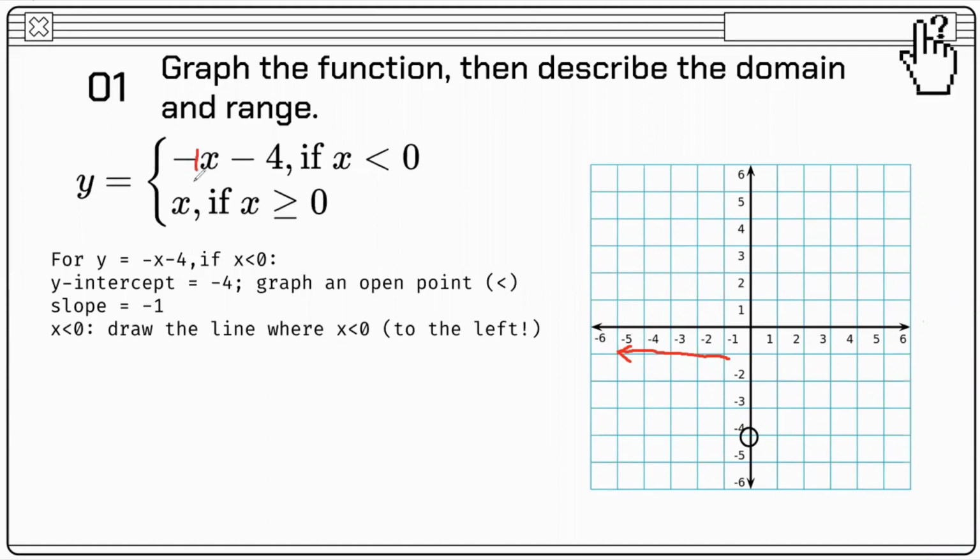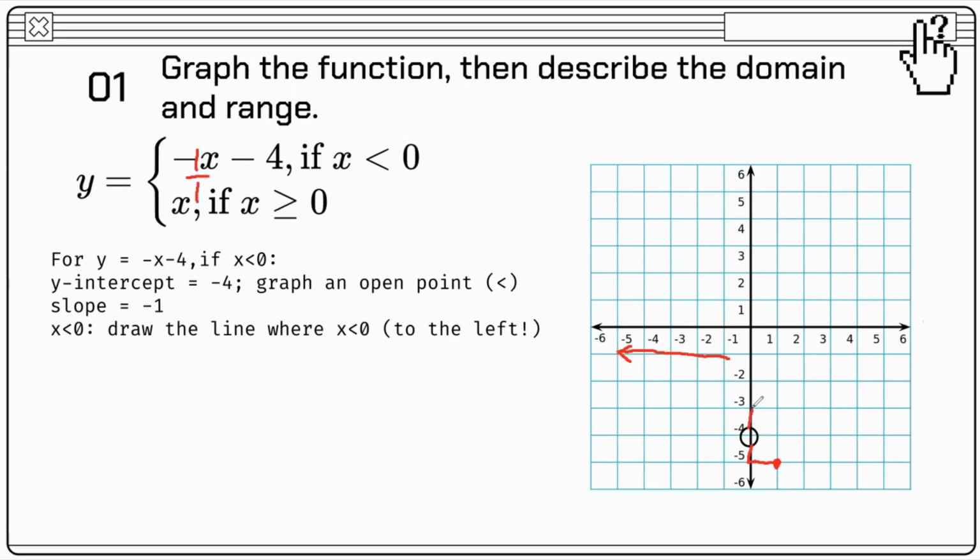Our slope here is negative 1. This can also be seen as negative 1 over 1. And generally, whenever you have negative slope, in this case negative 1, instead of rising however many units, you want to go down 1 unit and then 1 unit to the right. But if you were to do that, you would get a point where x is greater than 0.